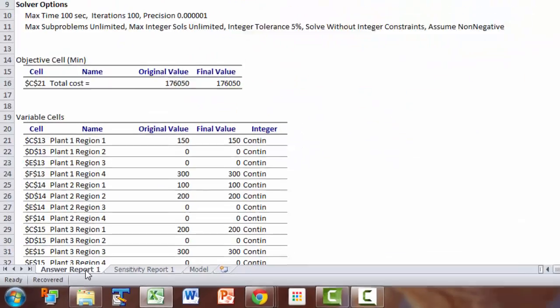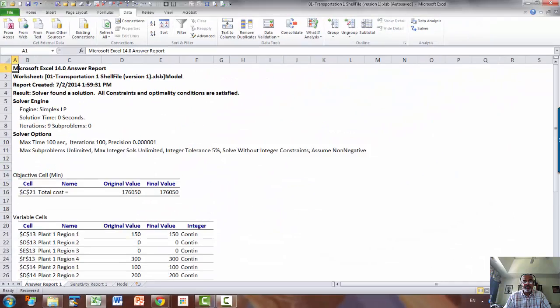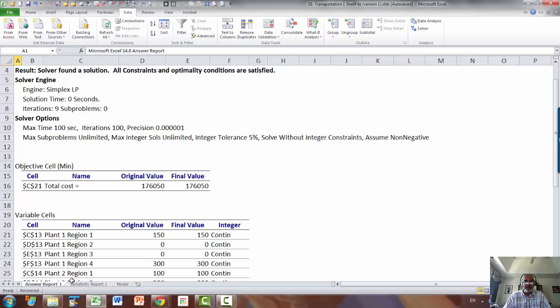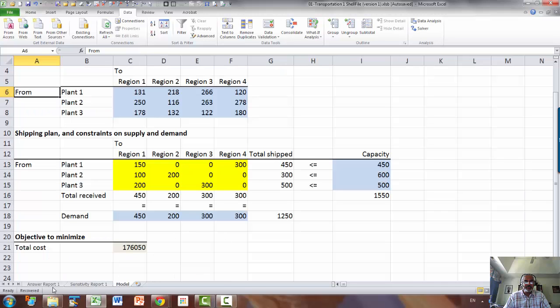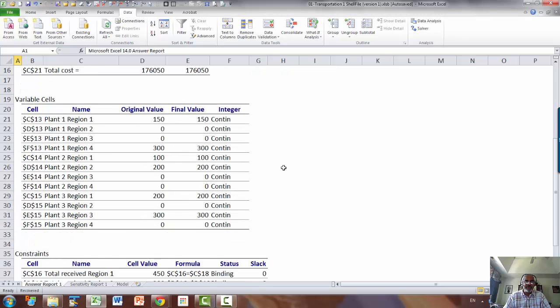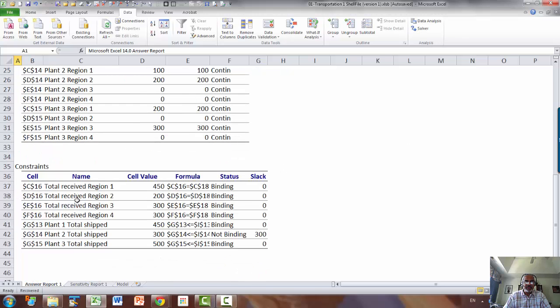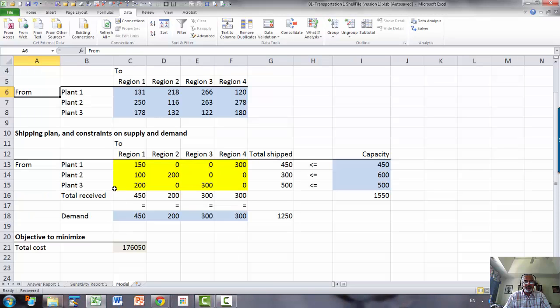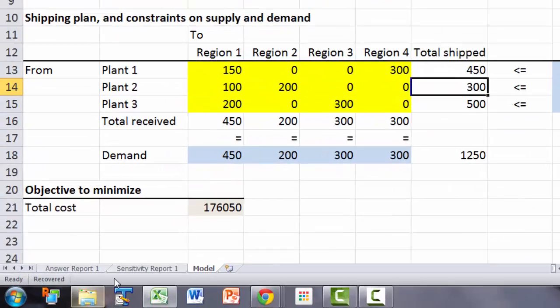Now you remember, the answer report is the same as what we see in the model page, except that it is organized in a table format. So total cost and the values and the constraints, whether they are binding or non-binding. Here all the constraints are binding except for plant 2, where we are not shipping all of the capacity. Plant 2 has a capacity of 600, and we are only shipping 300.